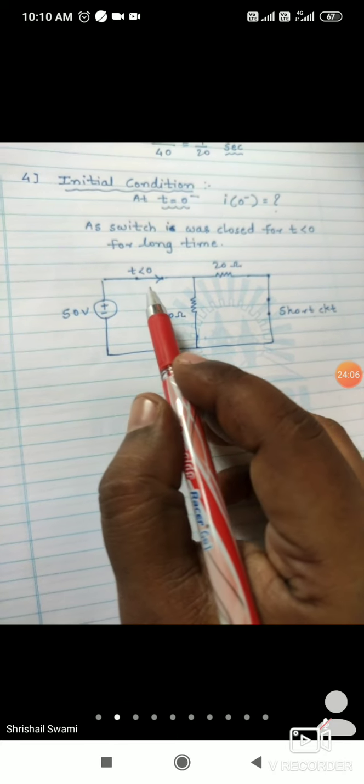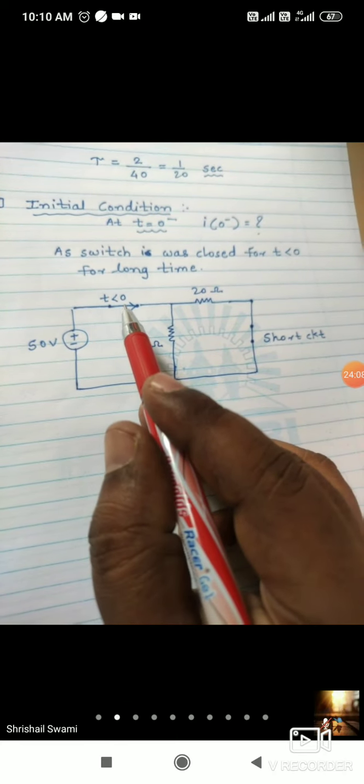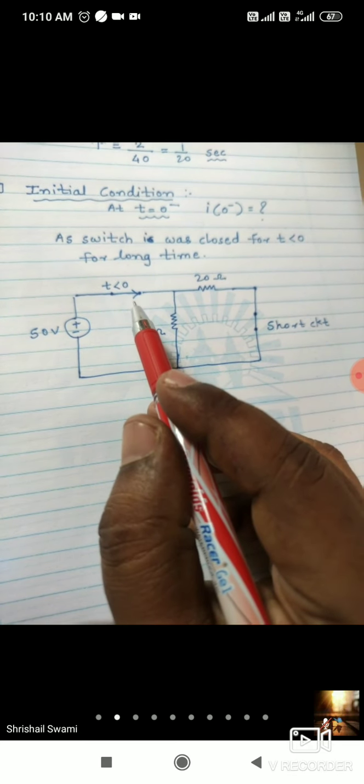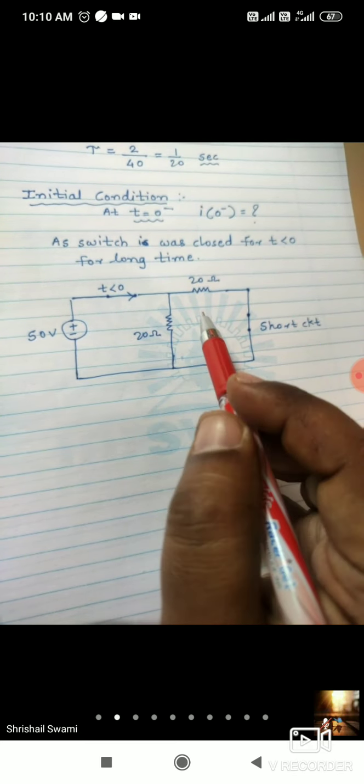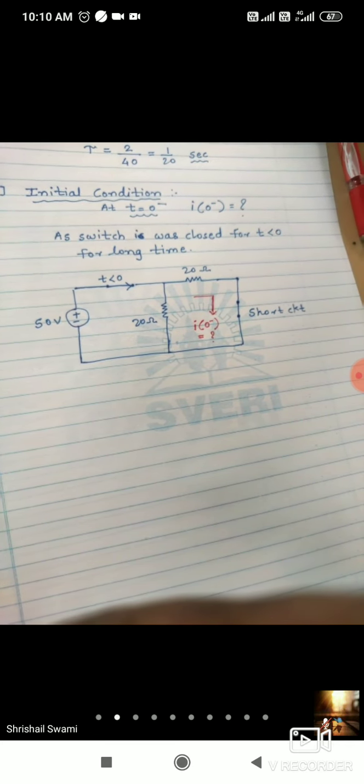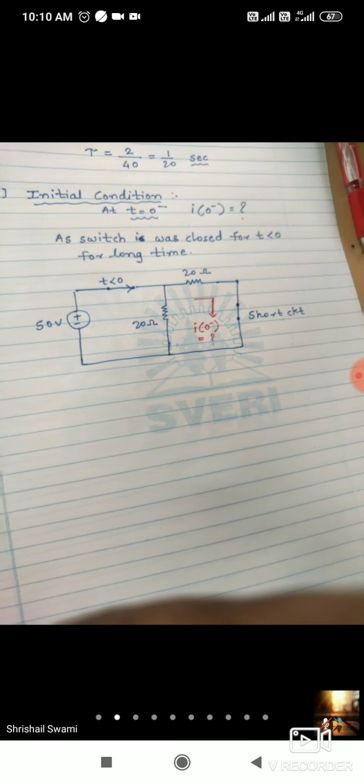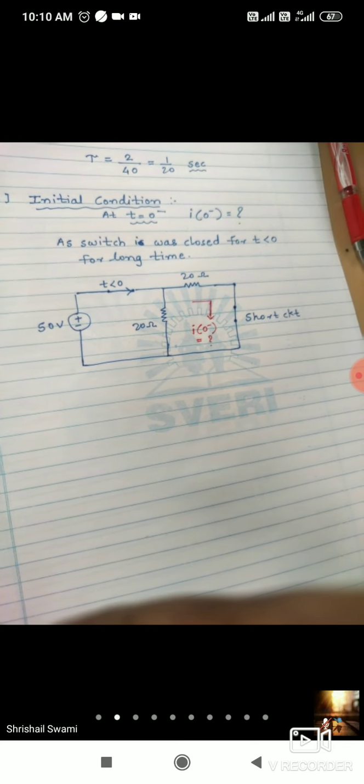Okay, so as the switch is closed for a long time, the current will be... So I of 0 minus is equal to what? That you have to find out. Can anyone tell how to find out this current I of 0 minus?